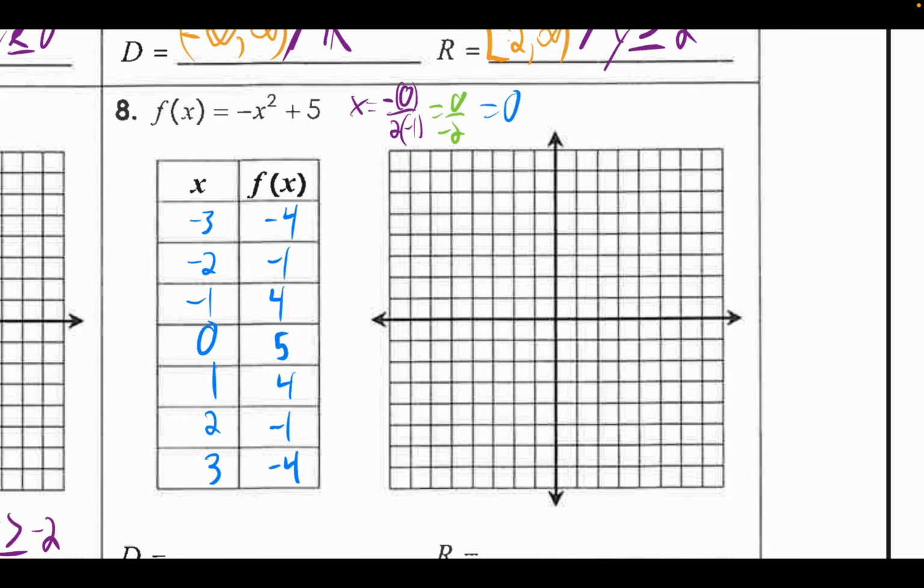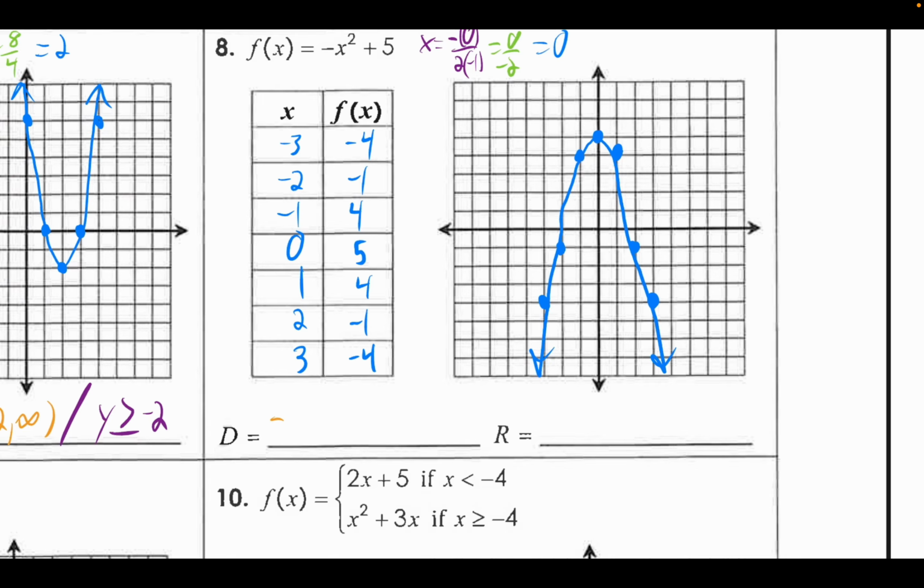Then I'm going to go and plot these points, noting that the points mirror each other over the axis of symmetry. I missed a part of this a little bit. There we go. And that's my parabola. So this time every point was on the graph. How neat.